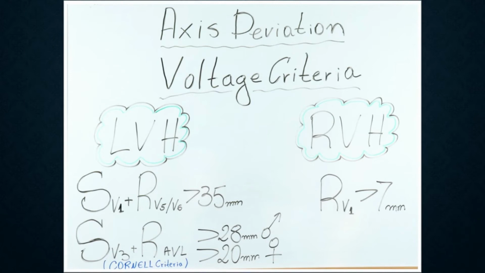The voltage criteria most clinicians use as a quick bedside method to determine left ventricular hypertrophy are the following: S in V1 plus R in V5 or V6 more than 35 mm, or the Cornell criteria: S in V3 plus R in aVL more than 28 mm for men and more than 20 mm for women. And for right ventricular hypertrophy, we measure the R in V1. If it's more than 7 mm, we have confirmed the diagnosis.